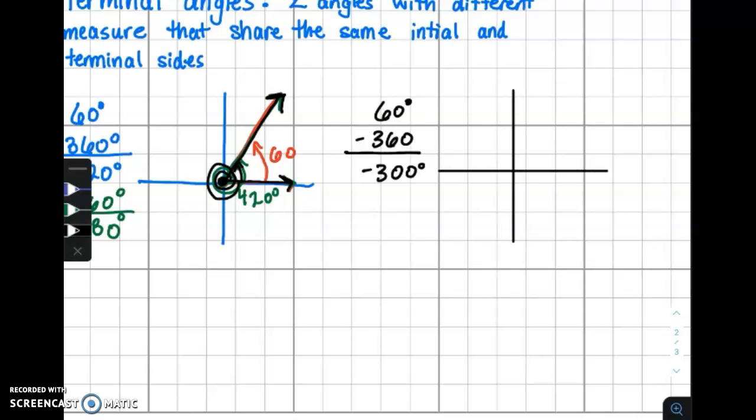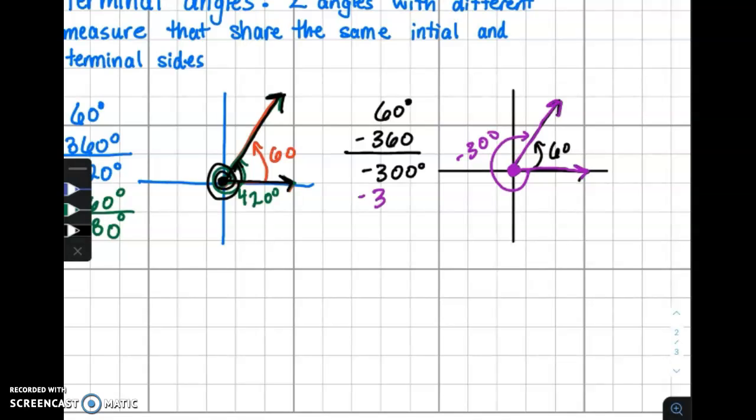So let's start with 60 degrees, and vertex at the origin, initial side on positive x, positive rotation of 60 degrees, lands in quadrant 1. Now if I do negative 300, I'm going to start vertex at the origin, initial side on the positive x, but for negative, I'm going to rotate clockwise, which is going to take me all the way to here, and it's going to stop at 300, but in the other direction. So that is coterminal because it overlaps.